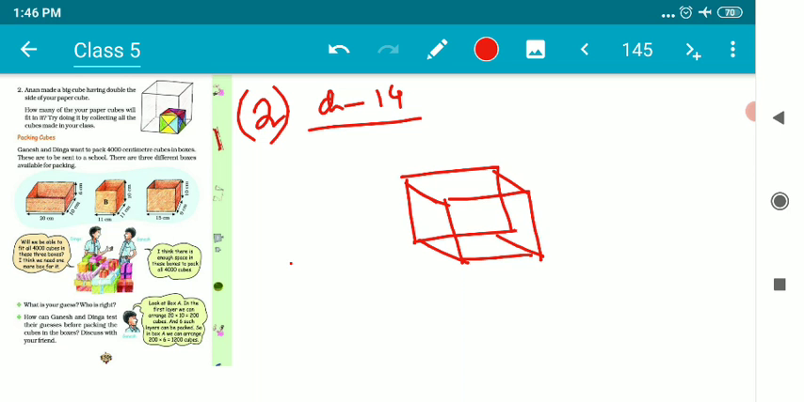And suppose we are considering the measure of one side of this cube to be 5 centimeter. That is just for consideration, because it's not mentioned in the question what the measure of each side of the small cube is. So we are just considering 5 centimeter. So the measure of the length is 5 centimeter, the breadth is also 5 centimeter, and the height will also be 5 centimeter.